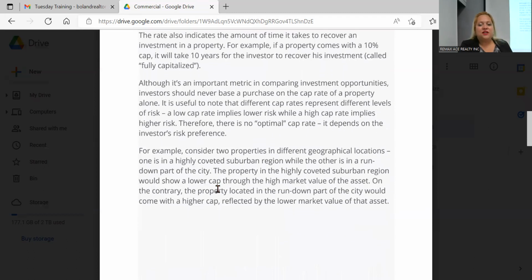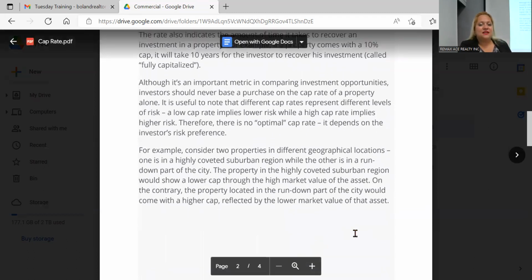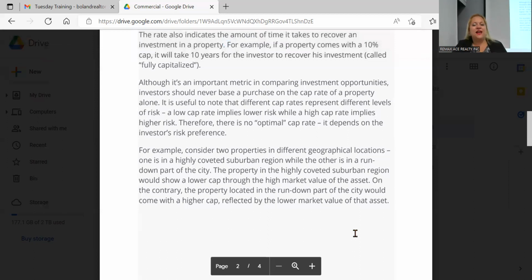Although it's an important metric in comparing investment properties, investors should never base a purchase on the cap rate of the property alone. It's useful to note that different cap rates represent different levels of risk. A low cap rate implies lower risk, while a high cap rate implies higher risk. Therefore, there's no optimal cap rate. It depends on the investor's risk preference. It also depends on the investor.